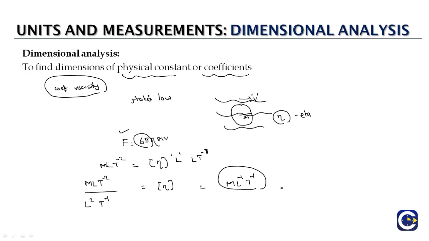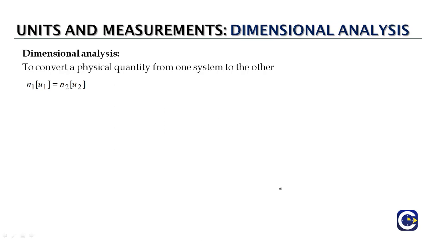So this is the approach we will be taking. If we know an equation where this quantity appears, then from the principles of dimensional analysis, both LHS and RHS must have the same dimensions. By rearranging the terms, we will be able to find the dimensions of the unknown physical quantity. So this is the approach to find the dimensions of a physical constant or a coefficient.